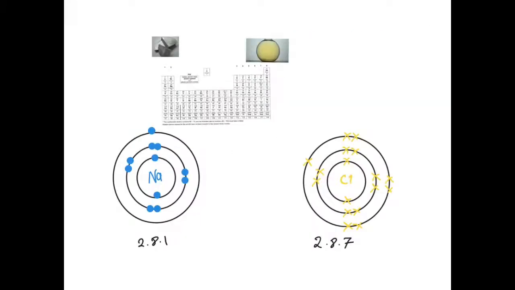The electron configuration of sodium is 2, 8, 1: 2 electrons, 8 electrons, 1 electron. And the electron configuration of chlorine is 2 electrons, 8 electrons in the second shell, and 7 electrons in its outer shell.